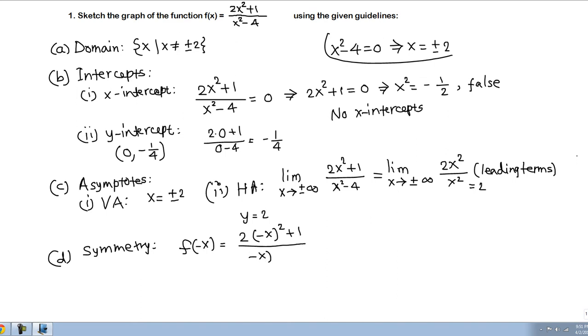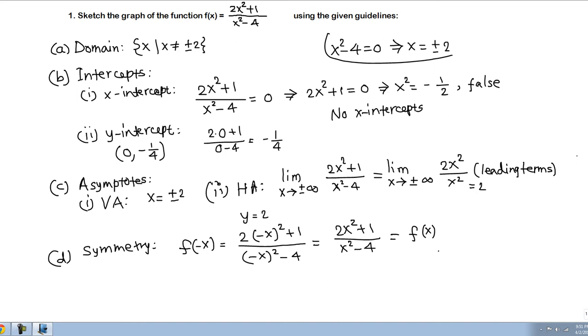(negative x) squared minus 4. And let's simplify. Negative x squared is the same as positive x squared, so we get 2x squared plus 1 on the top, over x squared minus 4, since a negative squared is positive. This is the same function as the original, so replacing x by negative x does not change anything, we get f(x) back. That means the function has y-axis symmetry.